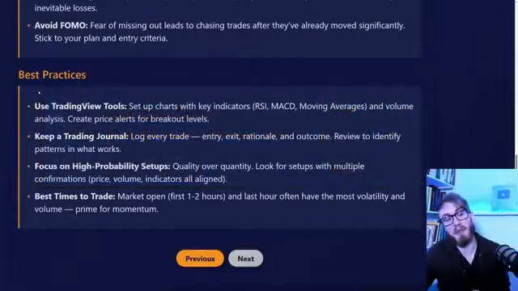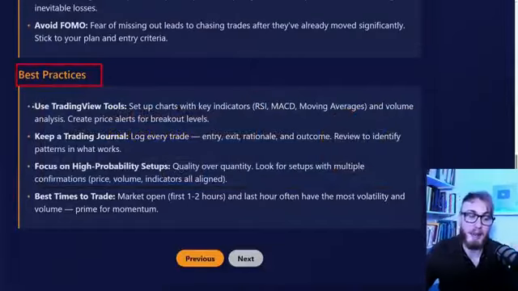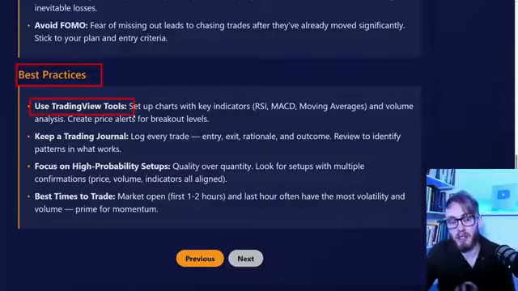Last but not least, guys, before we wrap this up, here are some best practices. First of all, you need to have good tools.